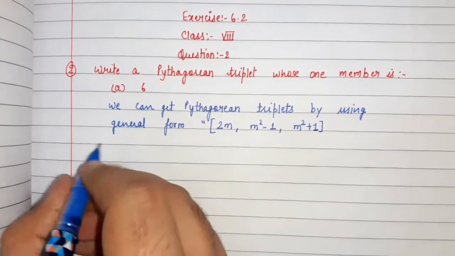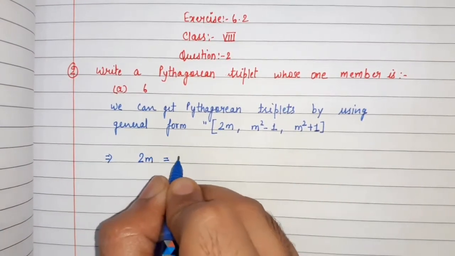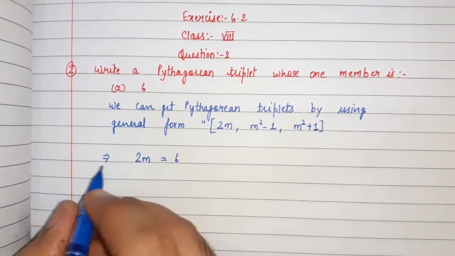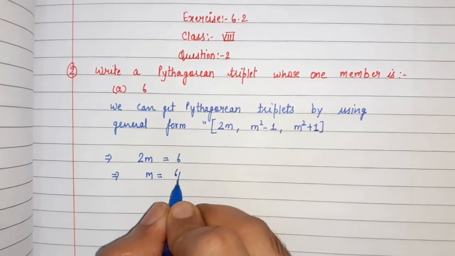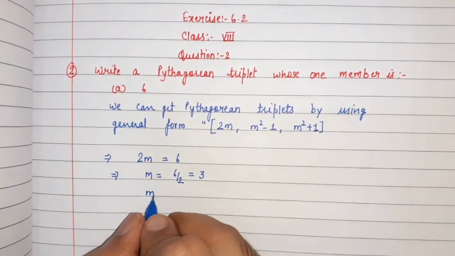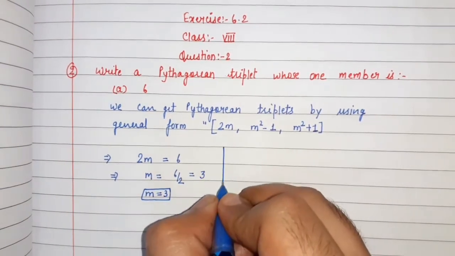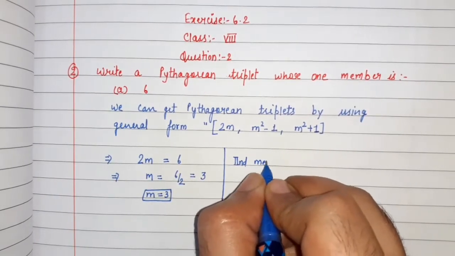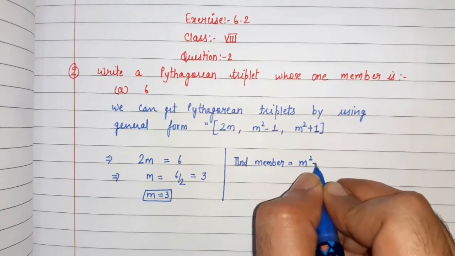First member is given, so it means 2m is equals to 6. Now what is the value of m? m equals to 6 upon 2. Value of m is equals to 3.